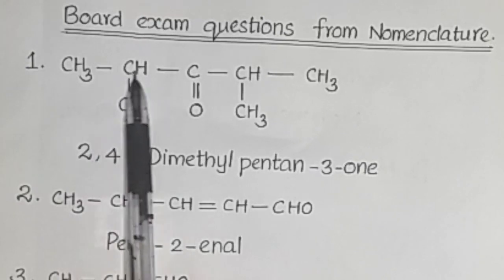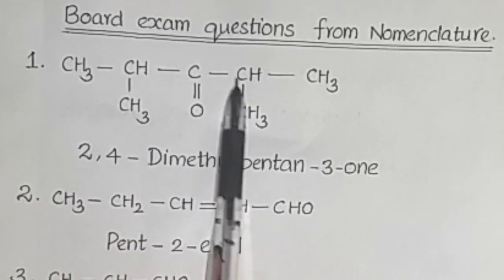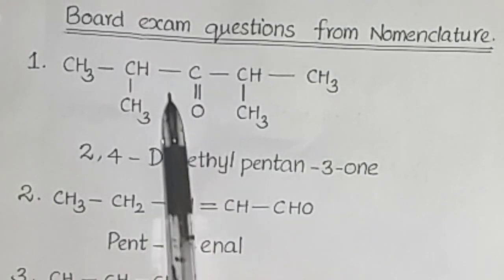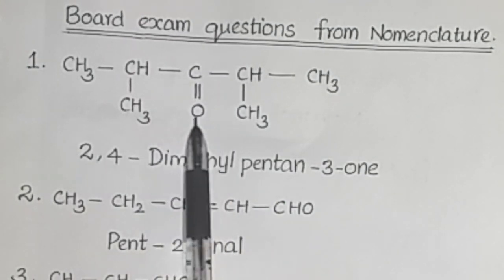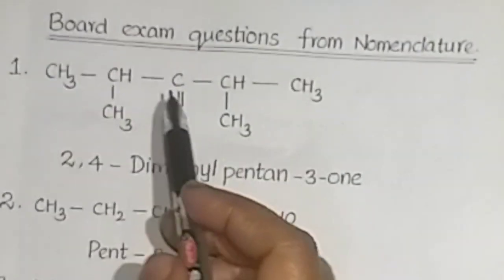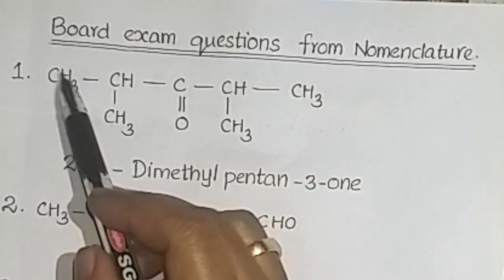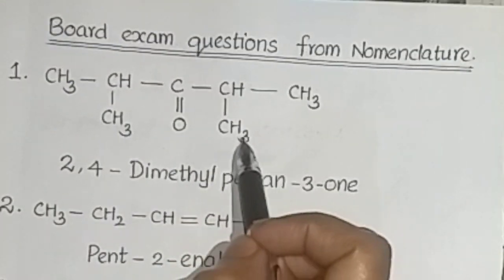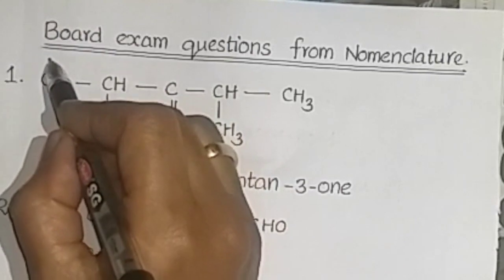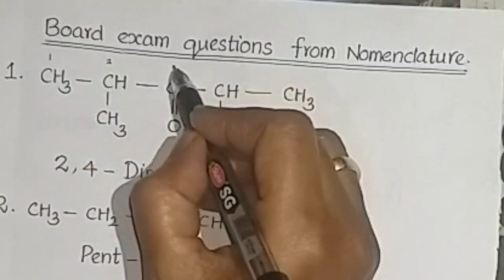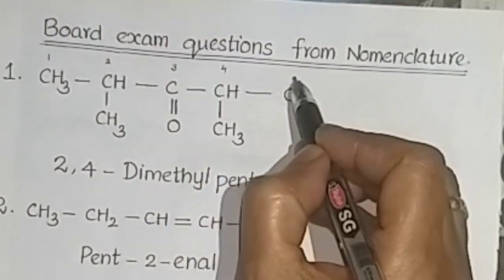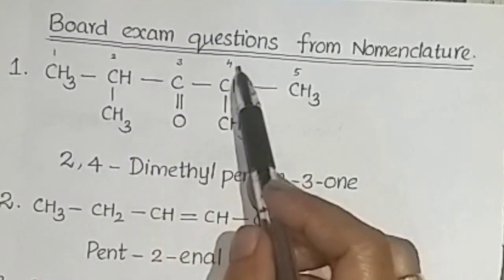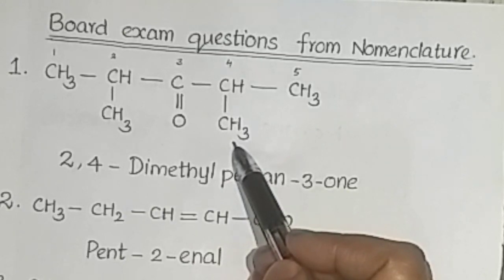First one, CH3, CH, CH3, CO, CH, CH3, CH3. This is a ketone, C double bond O functional group. First you should count the longest continuous carbon atoms including the functional group, with the functional group getting the least number. Then numbering, we get 1, 2, 3, 4, 5. On the second carbon atom a methyl group is there, on the fourth carbon atom a methyl group is there.